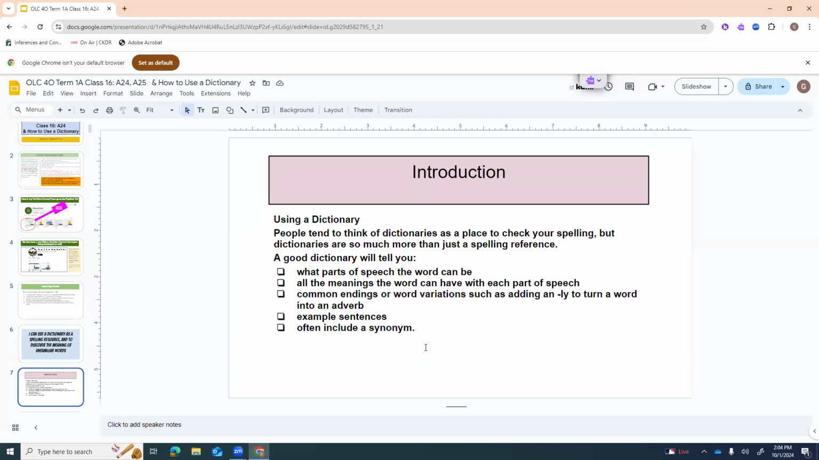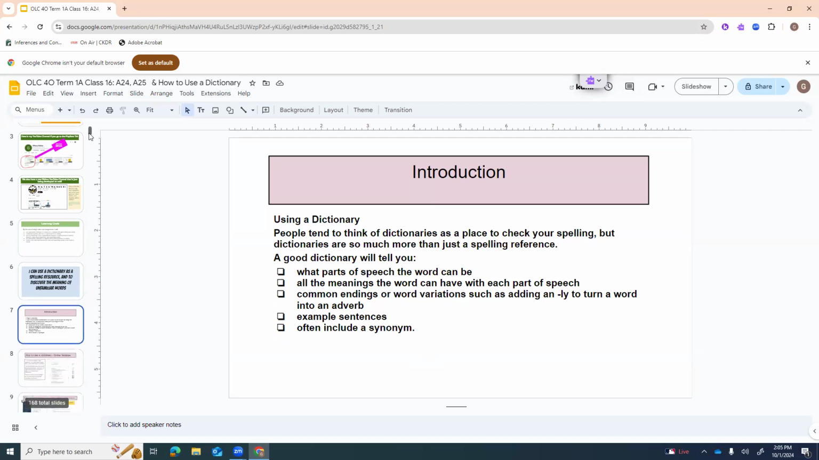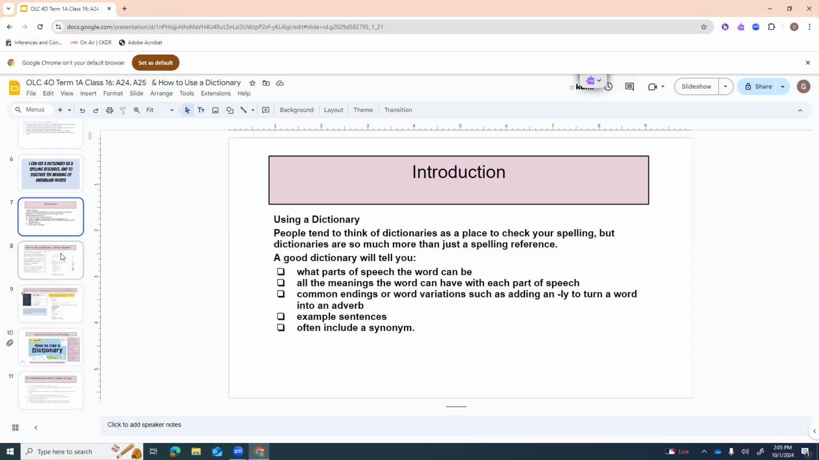A good dictionary will tell you what parts of speech a word can be, all the meanings the word can have with each part of speech, common endings or word variations, and the spellings thereof for things like adding an ly to turn a word into an adverb. It will often include example sentences. It may well include a synonym. Sometimes you might even have like a little word history if it's an important word that has a unique history.